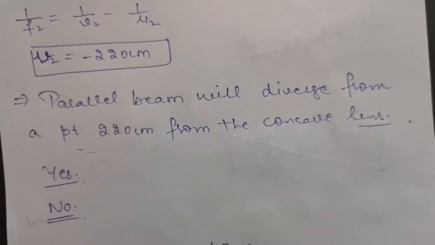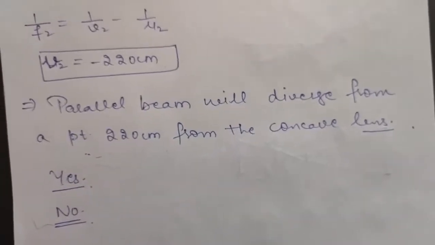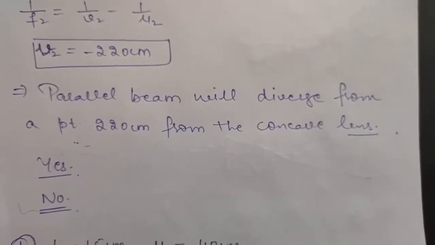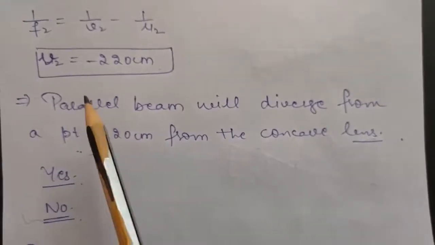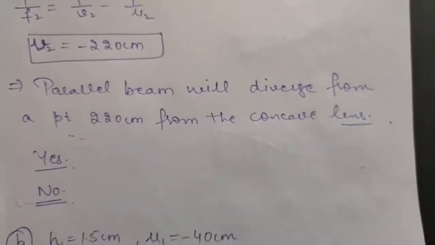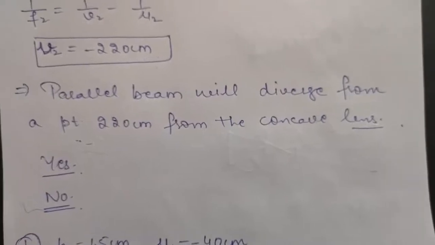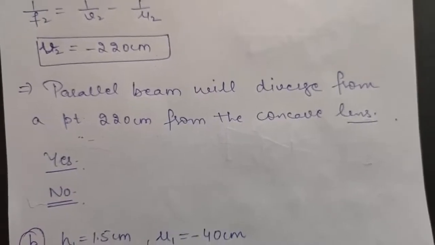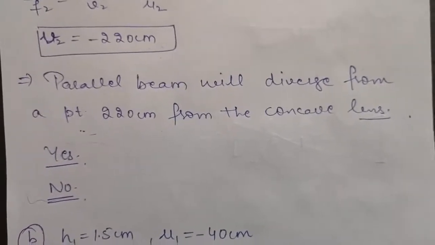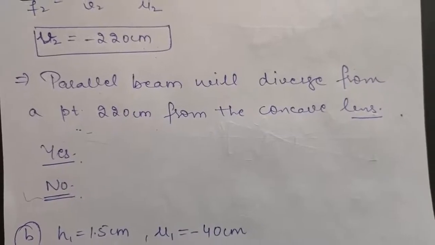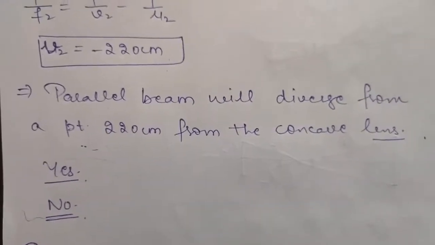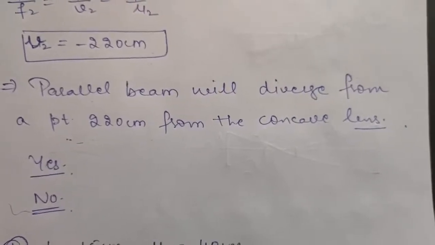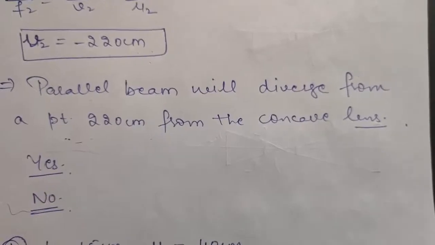Okay, so we can say that the answer will depend on which side of the lens the parallel beam is incident. Because obviously if the parallel beam is incident first on the concave lens, then the answer will change, because here we have considered that the beam is falling on the convex lens first. And obviously there will not be any effect of effective focal length on this answer. Okay, because we have not used effective focal length anywhere, so there will be no effect of the effective focal length of the system on this.